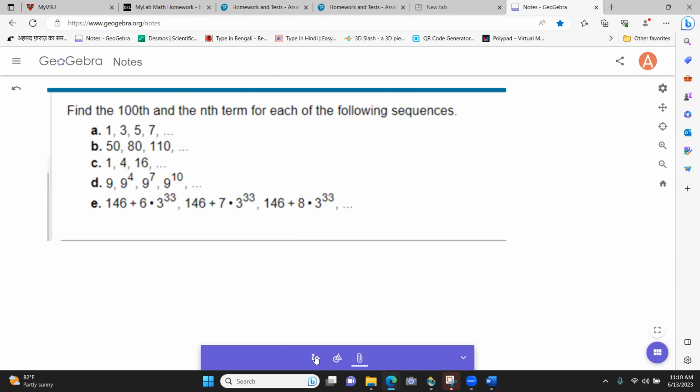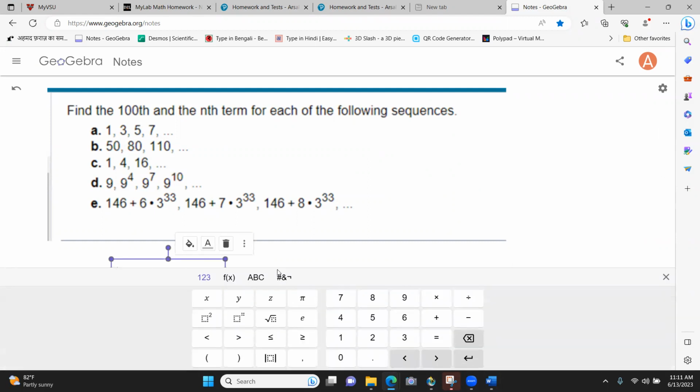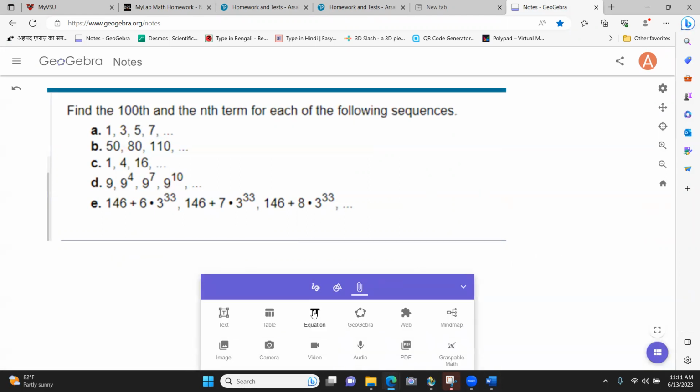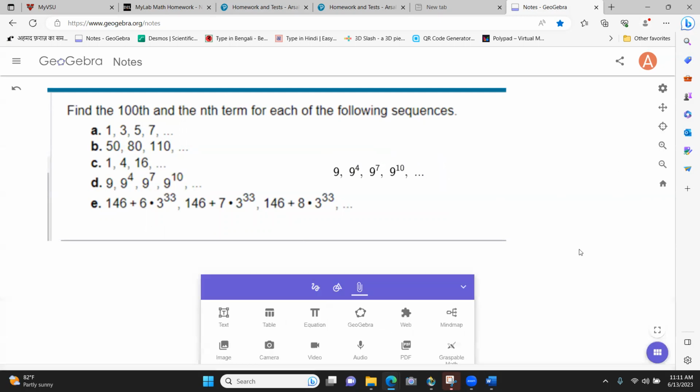You can pretend this is the sequence they're talking about. I'm going to rewrite it here because there will be a little less distraction. So the first one is 9, the next one is 9 to the power 4, 9 to the power 7, 9 to the power 10, dot, dot, dot. They want you to find the 100th term and the nth term.